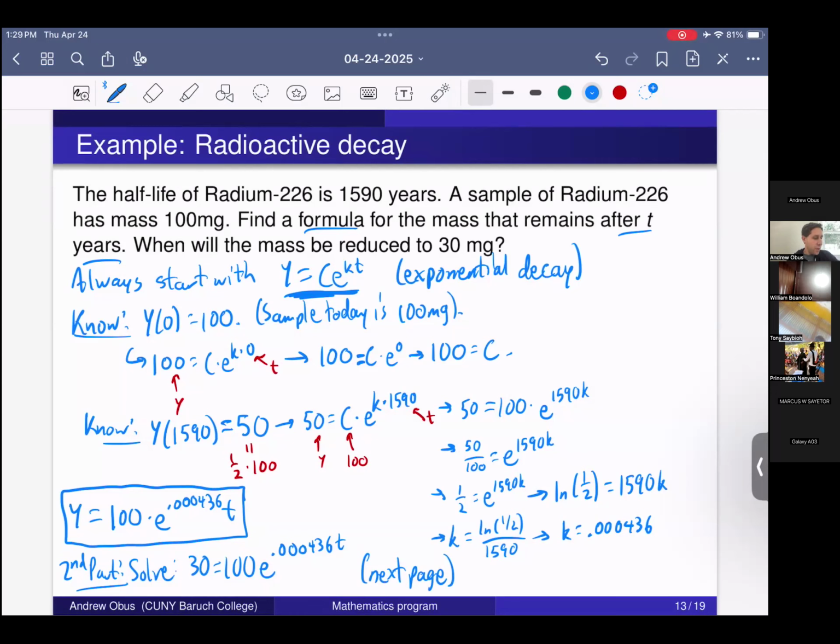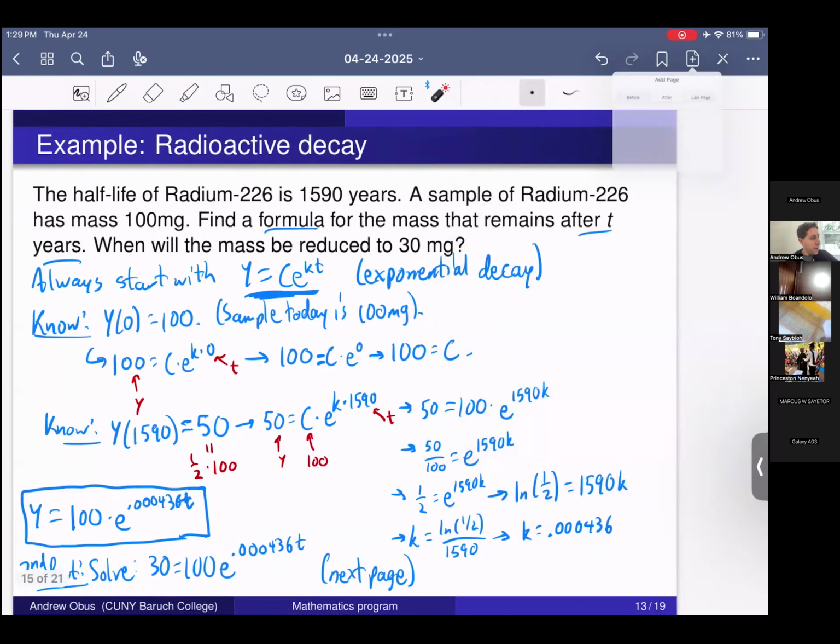Right, because we need to know at what time t we get 30. And I want to make sure this t is in the exponent here. T is up there in the exponent. So let me go solve this equation on the next page.